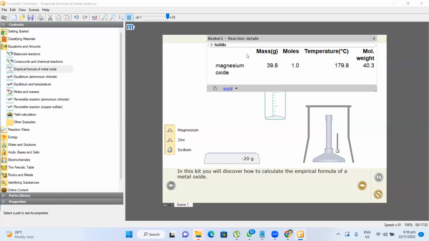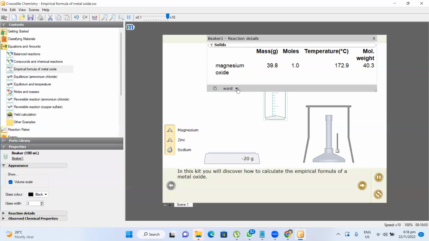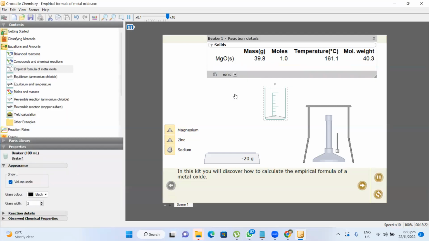This is called a reaction. In science, this is called a reaction. What has happened? Magnesium reacted with oxygen, so it has created magnesium oxide. Earlier we had magnesium, 24 grams, and now it has become heavier because oxygen has joined. Now you have magnesium and oxygen both. You can find the amount of oxygen reacted with this.